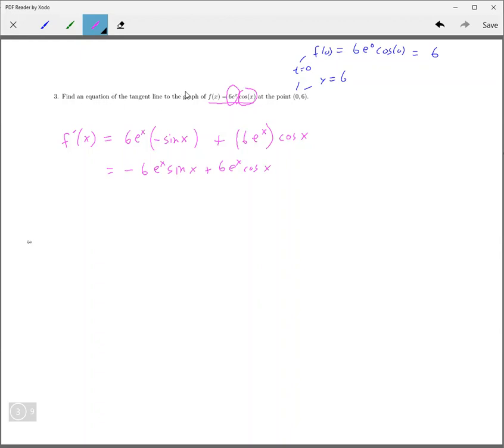Now, we want to find the equation of the tangent line. That means we're going to set x equal to 0. So f prime of 0 would be negative 6 e to the 0 sine 0 plus 6 e to the 0 cosine 0. Sine 0 is 0, so that goes away. And then e to the 0 and cosine 0 are both 1, so that's just going to be 6. So that means the slope of this tangent line, which is the derivative, is going to be 6.